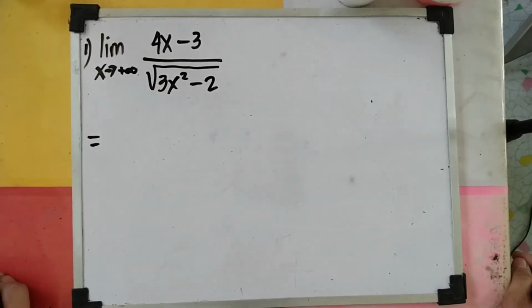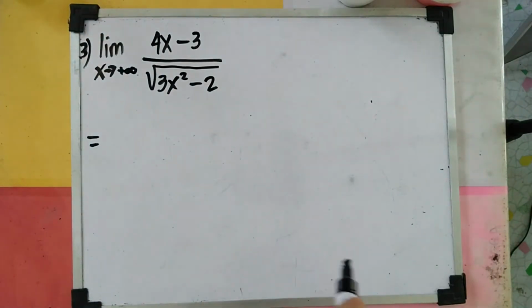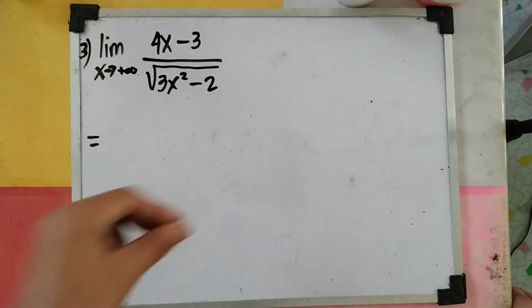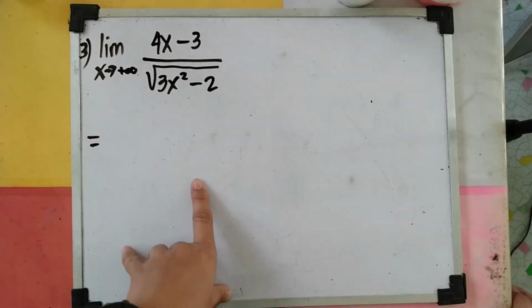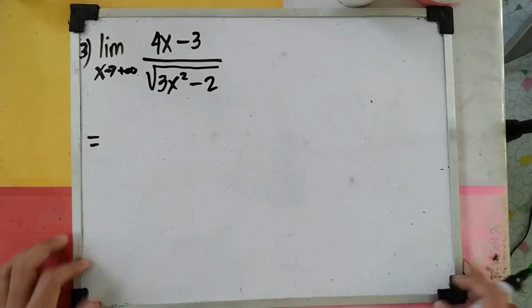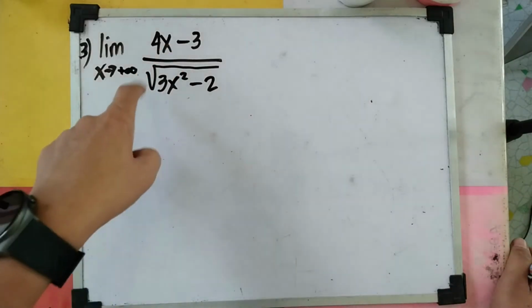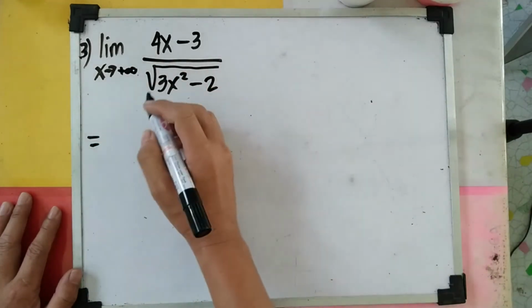Okay. Let's have third example. This is the third example. The limit of 4x minus 3 all over the square root of the quantity 3x squared minus 2. Question. Ano ang pinakamalaki na exponent sa numerator and denominator? X squared or x? Same. Bakit naka-square root kasi yan? So, ano ang i-divide ko, sir?